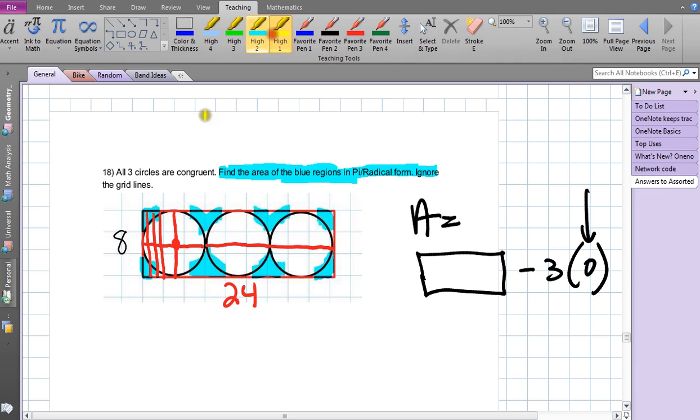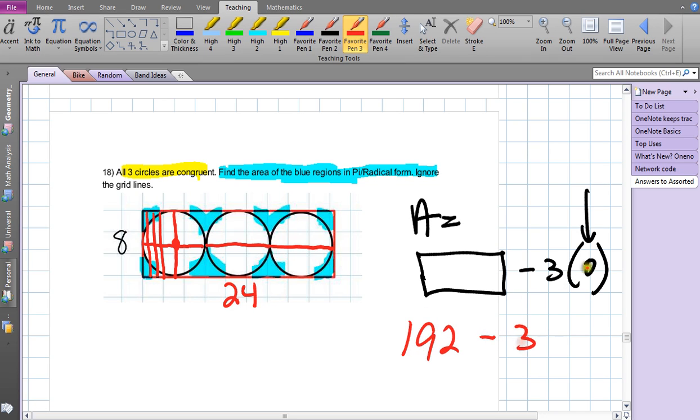It tells us that right from the beginning. So what I want to do here is area of the rectangle minus the 3 circles, and that's going to be the remaining leftover area, which is all blue stuff. So what is the rectangle? Well, we know these dimensions. It's 8 times 24. Well, 8 times 24 looks like it's going to be 192.